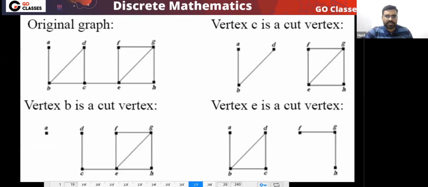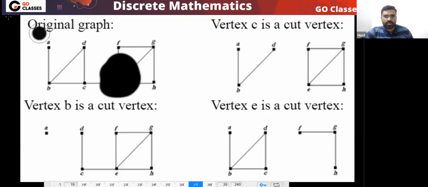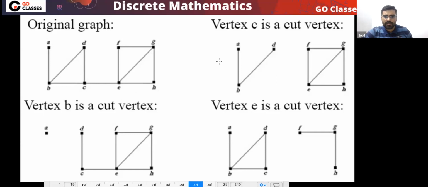In this graph, you can notice that, okay, this is the original graph. If I remove this vertex C, then number of components will increase. So this is a cut vertex. If I remove vertex B, number of components will increase. So this is a cut vertex. If I remove vertex E, then number of components will increase. So that is also a cut vertex.